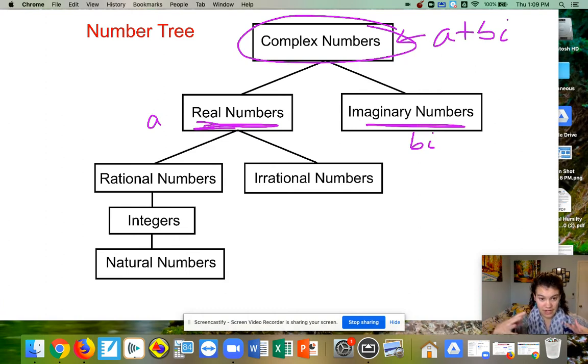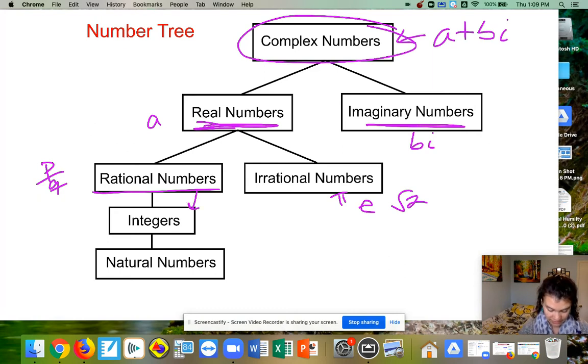Real numbers can be broken down into rational numbers. So these are of the form p over q, is the technical definition, where you can write that as a fraction. So p and q are whole numbers. So any number that can be written as a fraction. Irrational numbers are things like pi or e or square root of 2 that you can't write as a fraction. Integers then are positive and negative whole numbers, so like -1, 2, 1, 0, etc. Natural numbers are just positive numbers, so 1, 2, 3, 4, etc.